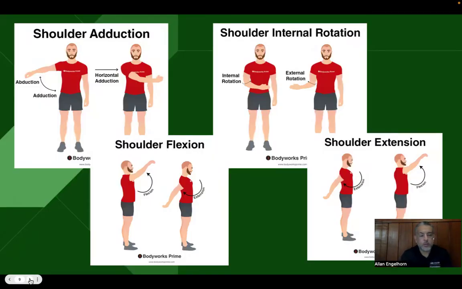So we got a couple of drawings over here. We have the shoulder adduction, going up and down, and then we have horizontal adduction, where the arm is going across the chest. We have internal rotation, where the hand is being drawn towards the midline of the body or being brought towards the belly button. And then we have external rotation, where the hand is being brought away. We have shoulder flexion, where the whole arm is going up, and then shoulder extension, where the whole arm is going down and back.